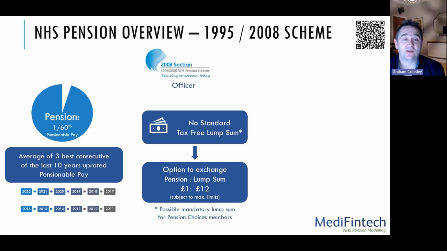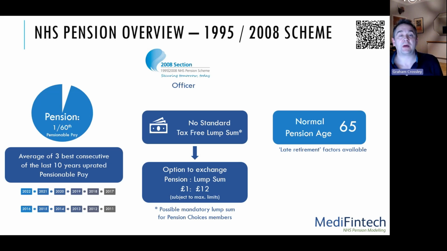So unlike the 95 section, there is no standard tax-free cash. But if you want some tax-free cash, you can exchange £1 worth of pension for £12 worth of lump sum. And if you're a pension choice member, well, when you moved across, you have to take a mandatory lump sum based on your 95 benefits when you moved across. And to achieve that, they will reduce that 2008 pension by £1 for every £12 of lump sum that they need to give you. Now, the normal pension age for this scheme is 65.